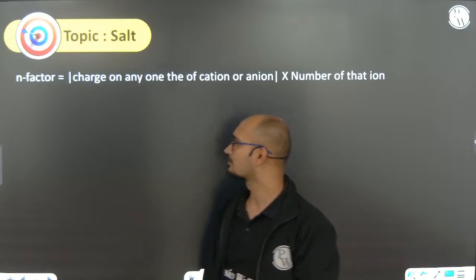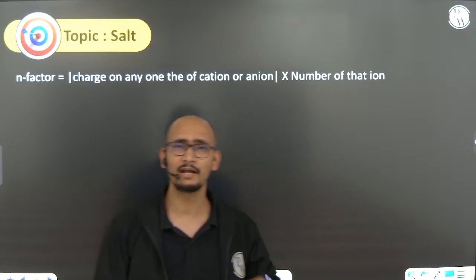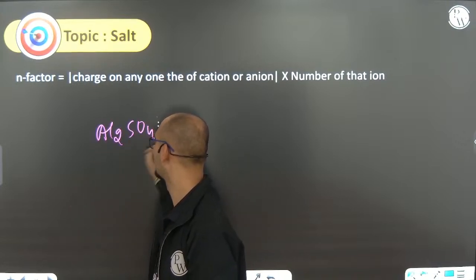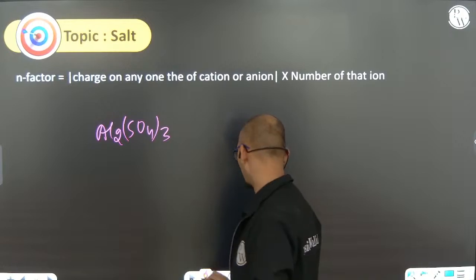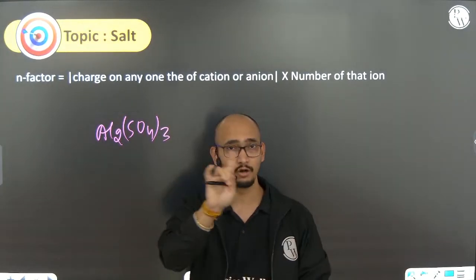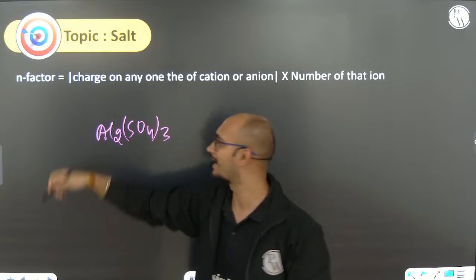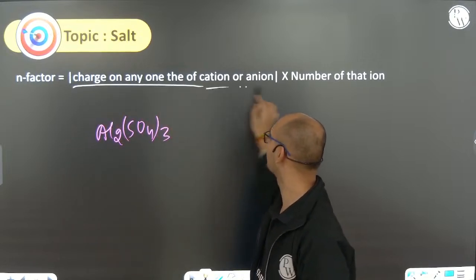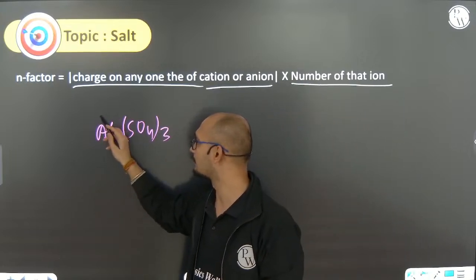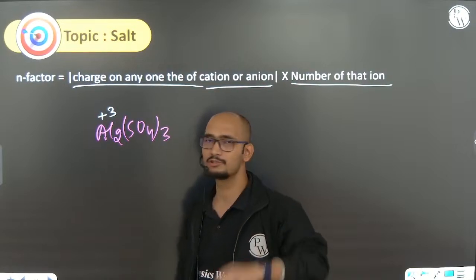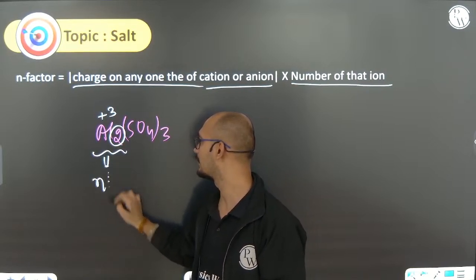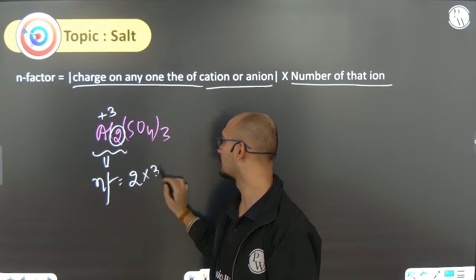Next, salts. What is the n factor for any salt? Let's say I am taking Al2(SO4)3. What you have to do is take either the cation or the anion. Do not take both. The n factor is the charge on the cation or anion multiplied by the number of that ion. Consider I am taking the cation. Aluminium has how much charge? Plus 3. How many aluminium are there? 2. So the n factor will be 2 into 3, that is 6.